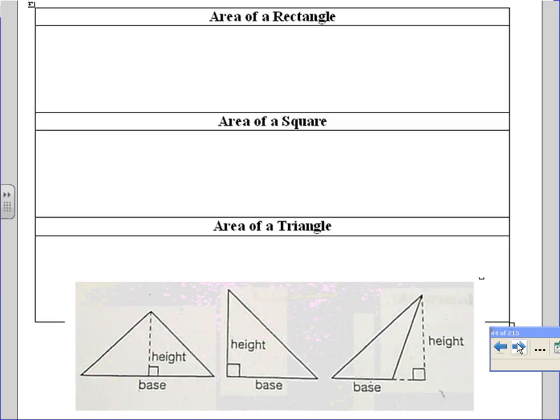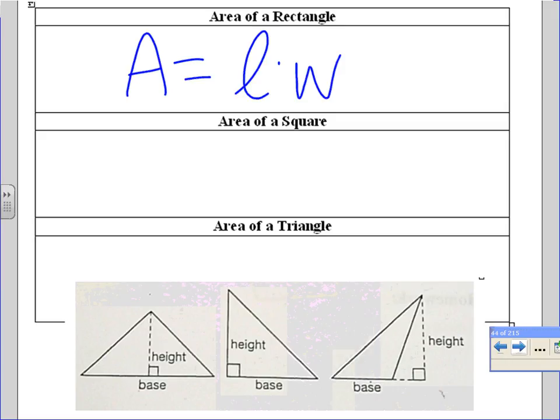Okay, skip the definitions. We're going to go right to the box that says area of a rectangle. So really, you guys should all be able to fill this in without me giving it to you. What's the formula for area of a rectangle? Kevin? Good. So real big, I want everyone to write down: area equals length times width.